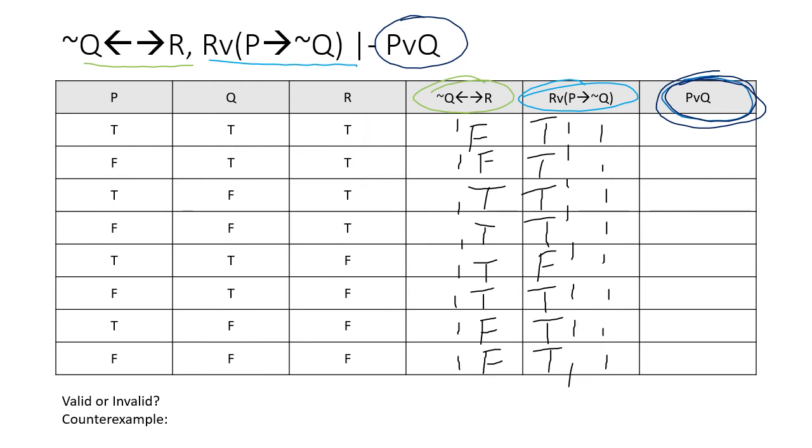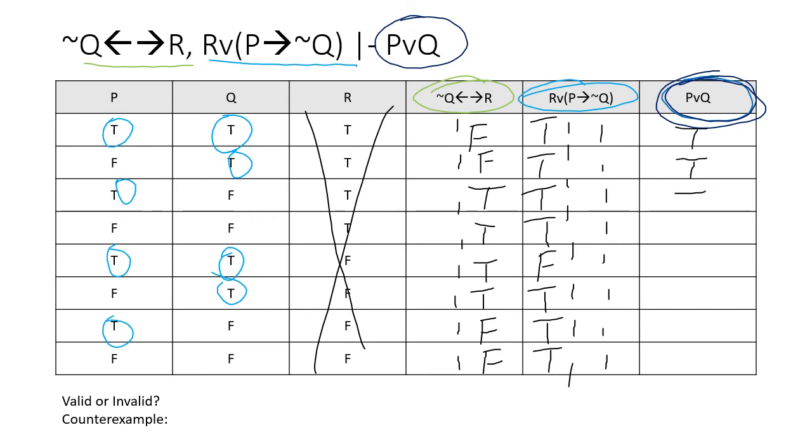And now we just have our conclusion, which is P or Q. So we'll get the R, look for instances in which one of them is true. Well, it's going to be a lot of them. Three trues and a false, three trues and a false.